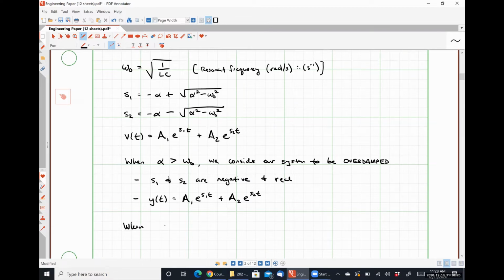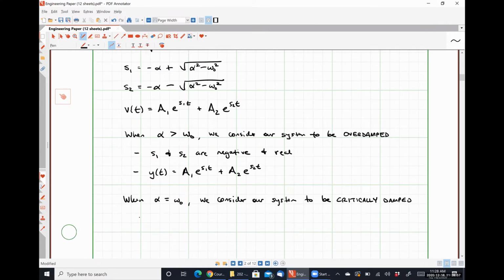When alpha is exactly equal to omega naught, which can happen, we consider our system to be critically damped. In a critically damped system, S1 is exactly equal to S2.